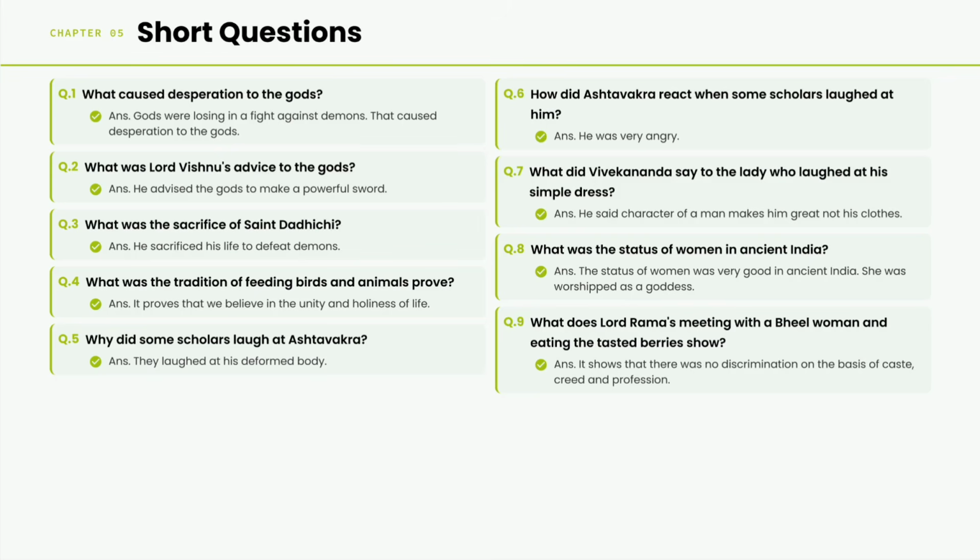Question 7. What did Vivekananda say to the lady who laughed at his simple dress? Answer. He said character of a man makes him great, not his clothes. Question 8. What was the status of women in ancient India? Answer. The status of women was very good in ancient India. She was worshipped as a goddess. Question 9. What does Lord Rama's meeting with a Bhil woman and eating the tasted berries show? Answer. It shows that there was no discrimination on the basis of caste, creed and profession.